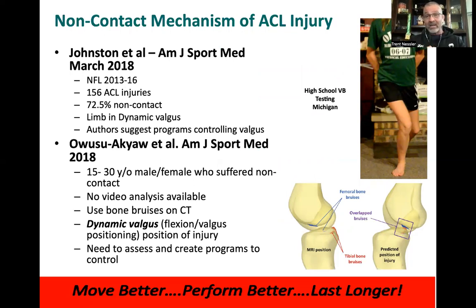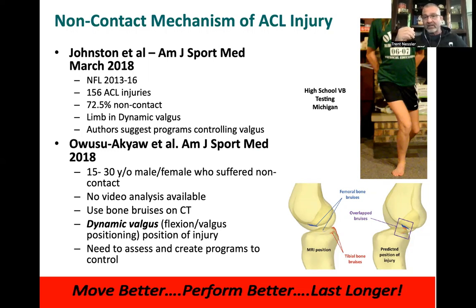Number one is dynamic valgus. And this is 2 studies. The first one was done in NFL players. On the NFL players, they had 156 ACL injuries. They found that 72.5 of them were non-contact in orientation. And the orientation of the limb during the non-contact injuries, captured via video because they're filming both practices and games, was this dynamic valgus position.